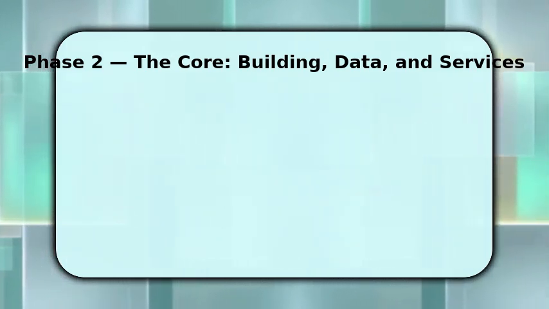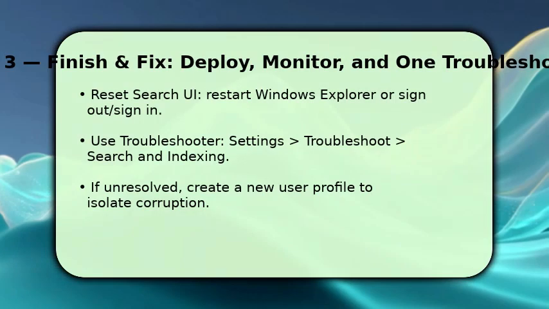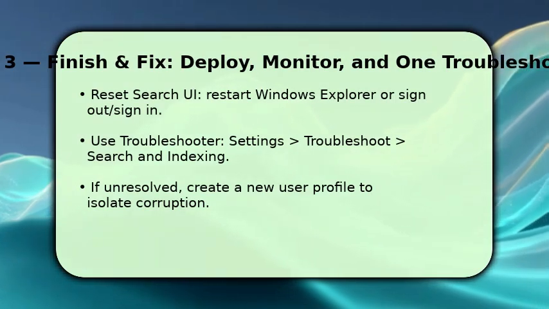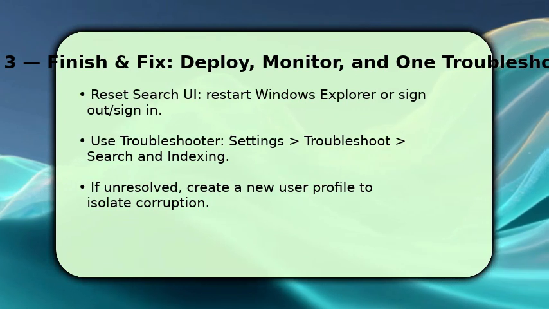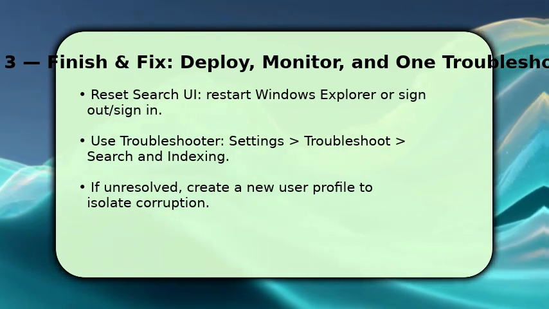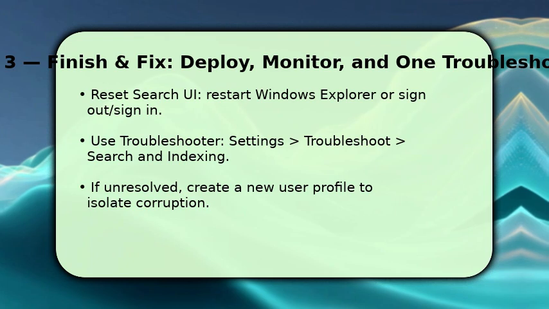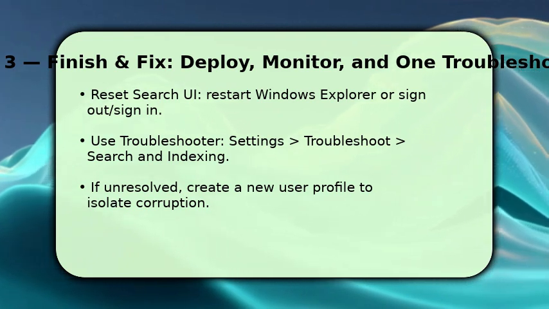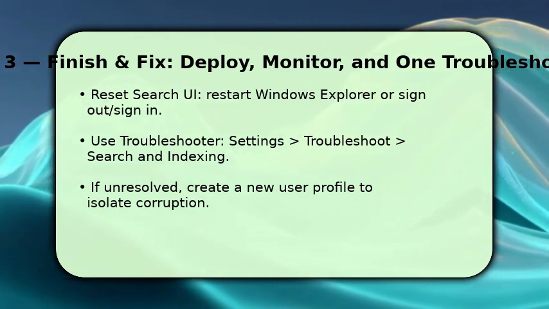To finish, refresh the UI and verify results. Restart Windows Explorer or sign out and sign back in so the shell reloads search bindings, then test search queries. Run the built-in search and indexing troubleshooter from settings to apply automated fixes and check specific failing scenarios.